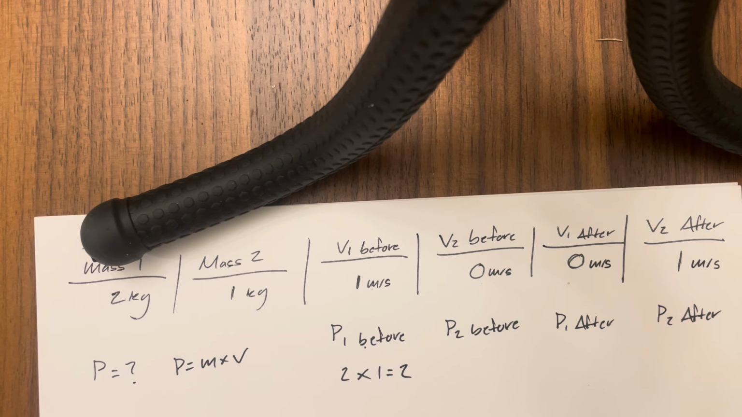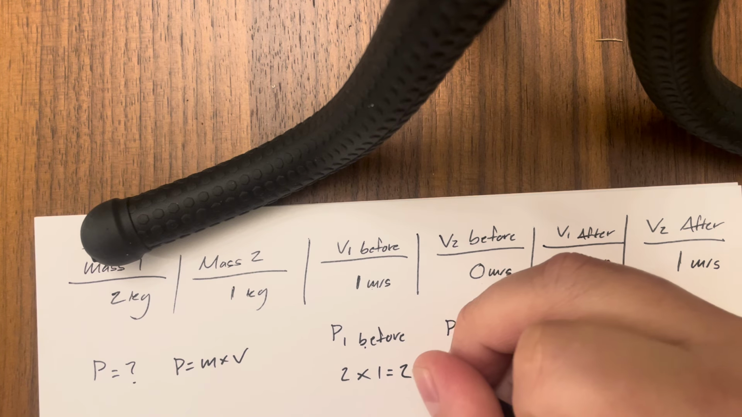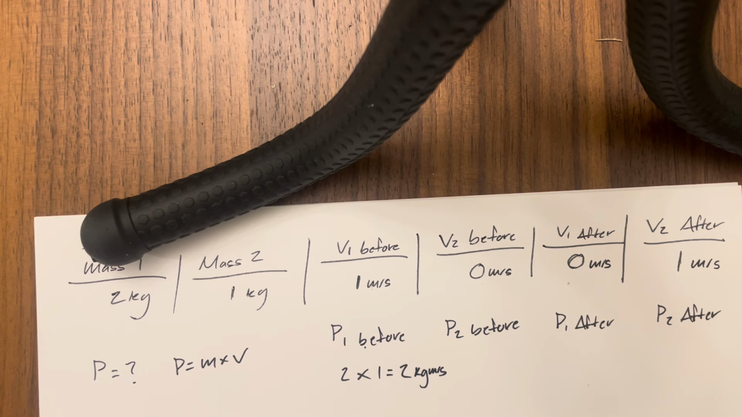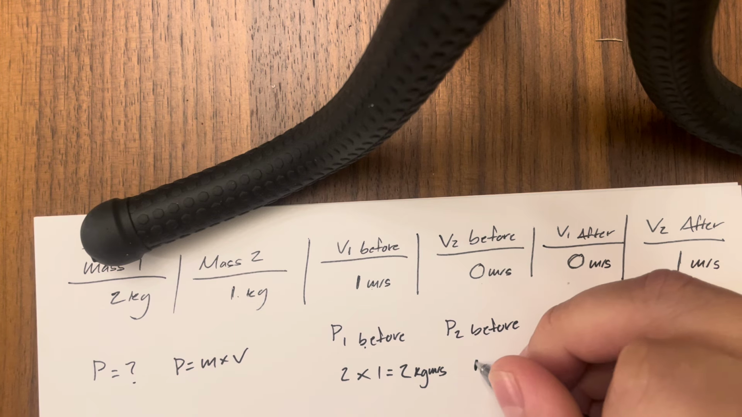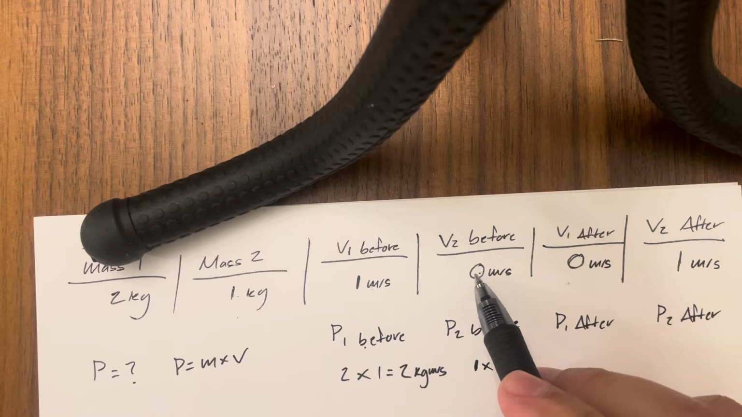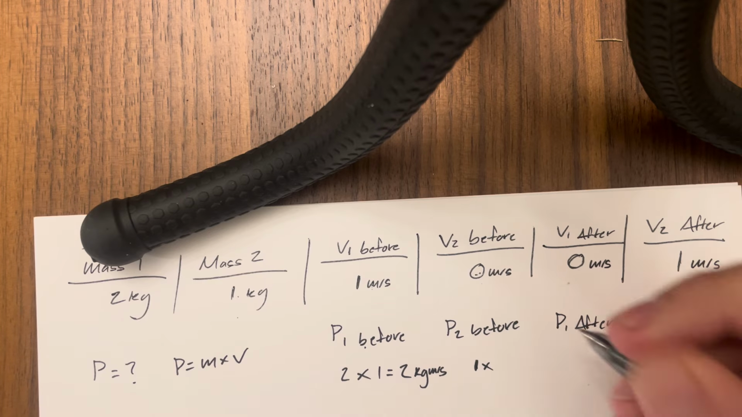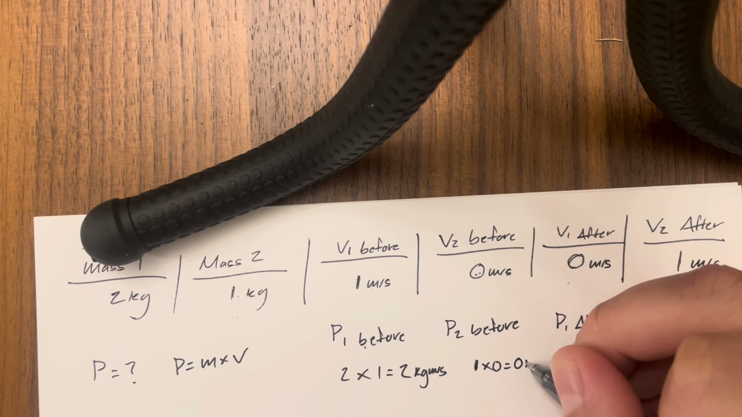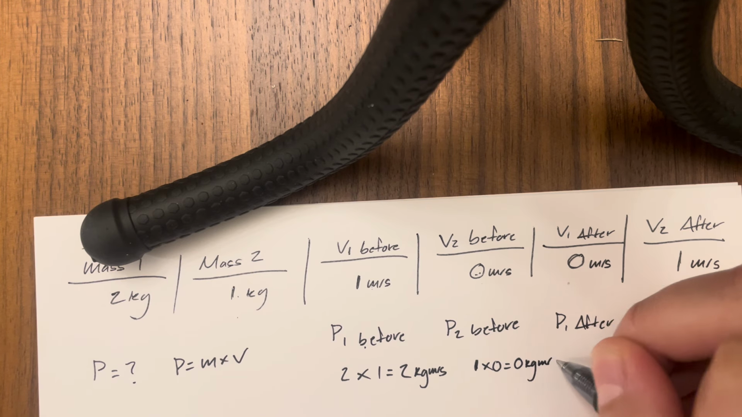Pretty simple. The units for momentum are kg·m/s. Now let's do P2 before. Mass 2 is 1 times velocity of 2 before, which is 0. So you should get 0 kg·m/s.